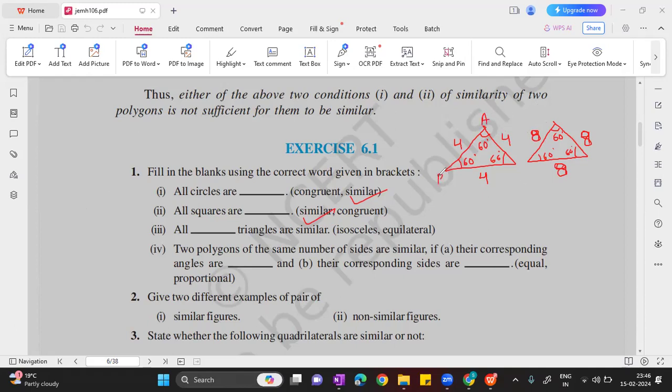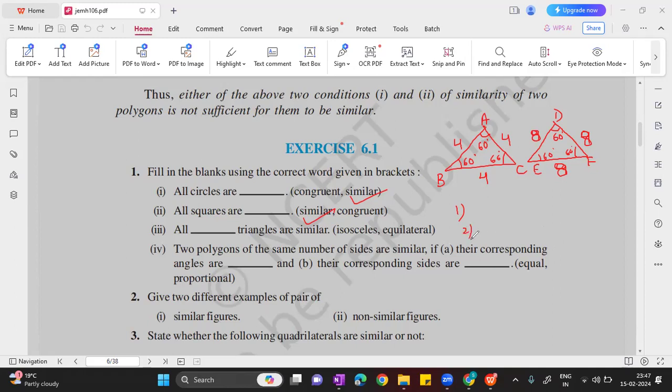This is ABC, this is DEF, right? So angle A is equal to angle D? Yes, because an equilateral triangle will not have any angle except 60 degrees. Remember this, Manya: each angle in an equilateral triangle is always 60 degrees. So angle A equals angle D? Yes. Angle B equals angle E? Yes. Angle C equals angle F? Yes. The first condition is satisfied: the corresponding angles are equal.